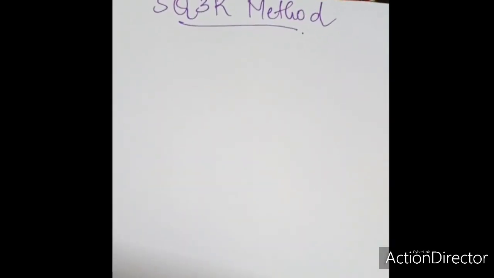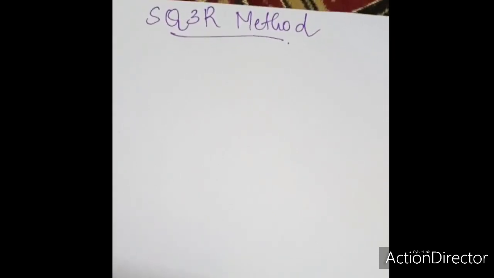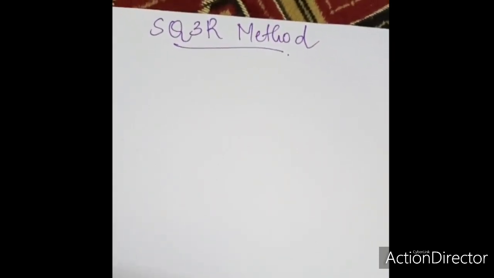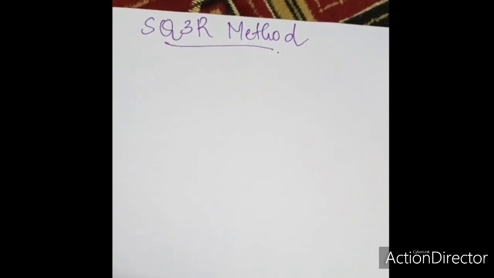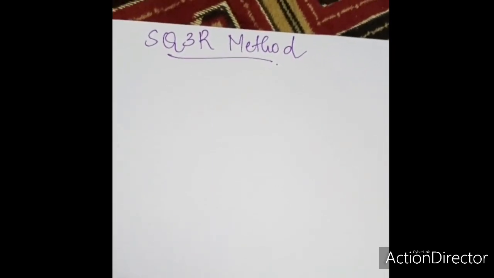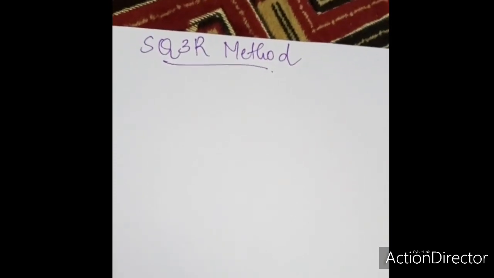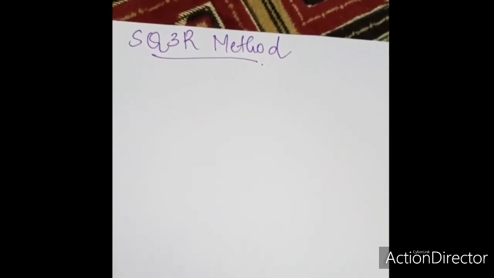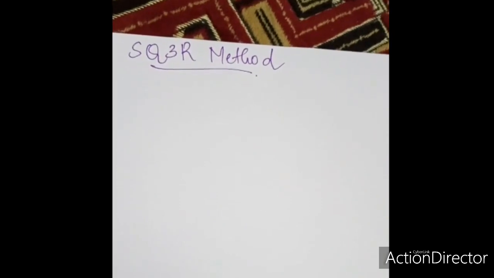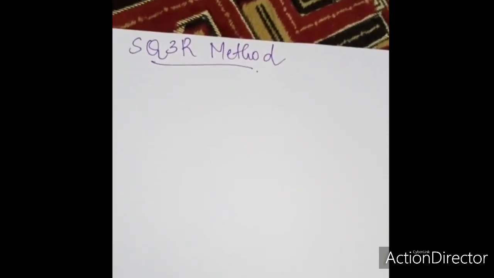So in our previous class, we dealt with critical reading and the benefits of critical reading. So in this class, we'll be learning about the SQ3R method of reading. So what do you mean by this SQ3R? This is also a way to study, understand and remember written information more quickly.